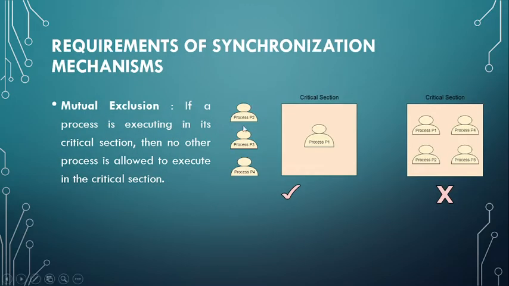So these are the requirements of synchronization mechanisms. Mutual exclusion: if a process is executing in its critical section, then no other process is allowed to execute in the critical section. That's the first requirement. So only one process can access the critical section at a time, and the shared variable or shared memory will be in a consistent state.